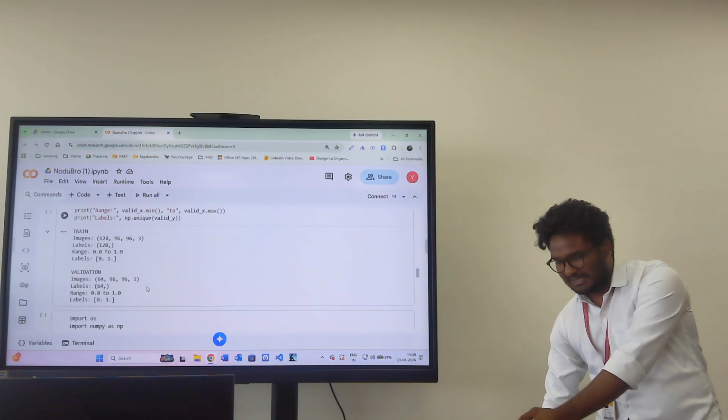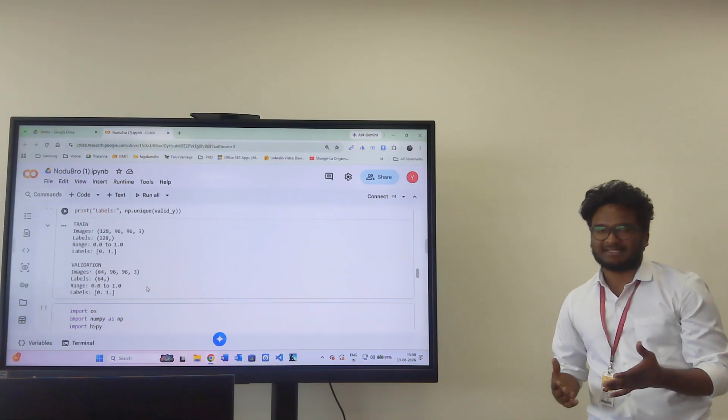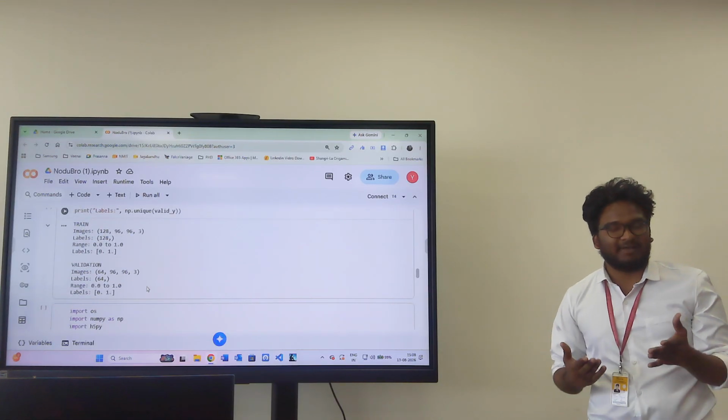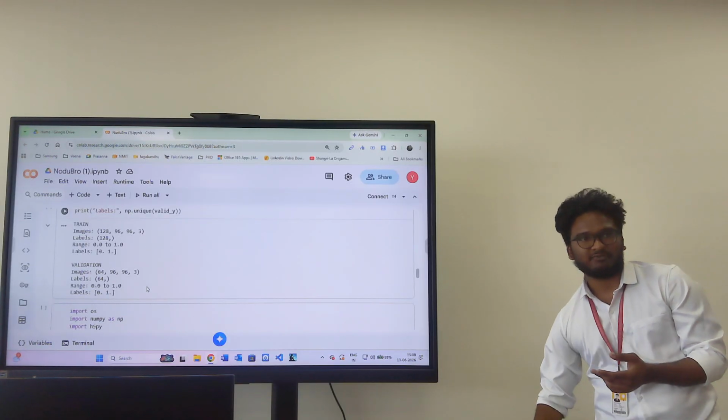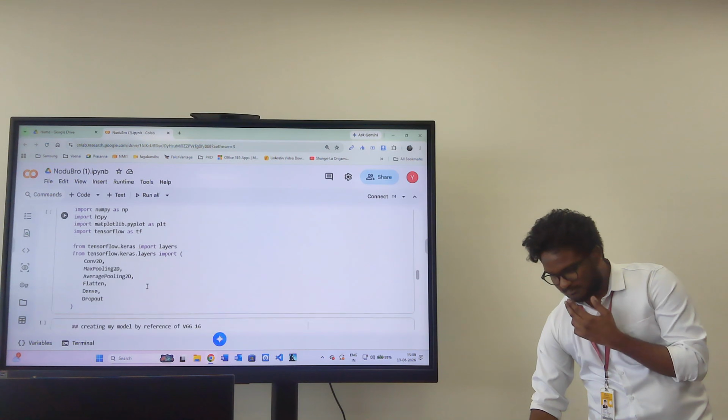Then here you can see I used a training batch size of 124 and a validation batch size of 64, because focusing on fewer images is better for validation compared to that one.